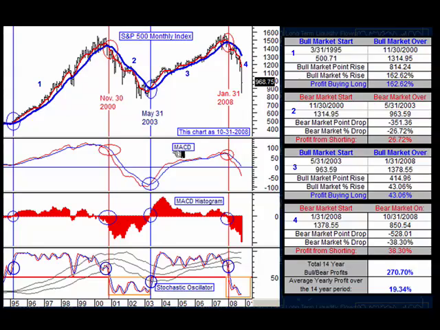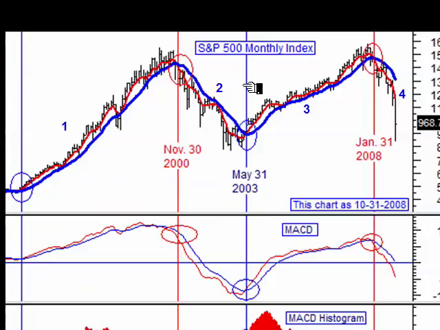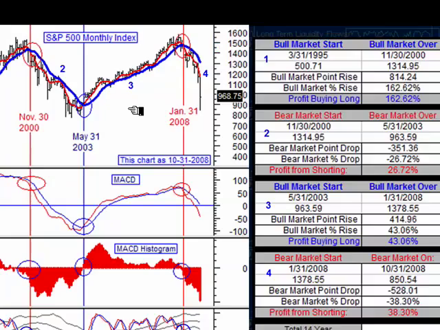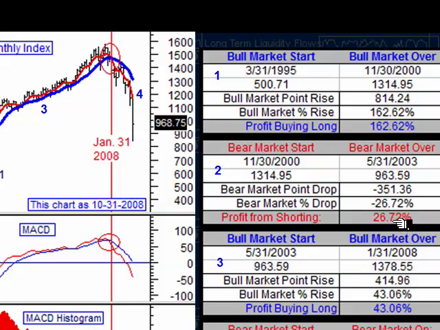Notice on the price chart now, I've labeled them 1, 2, 3, 4. 1 and 3 are the bull market moves, 2 and 4 are the bear market moves. Corresponding to that, there's an Excel matrix here on the right showing the profit on each of those moves over those time periods. As you can see, the first one was over 162%. The bear market move was 26% plus.